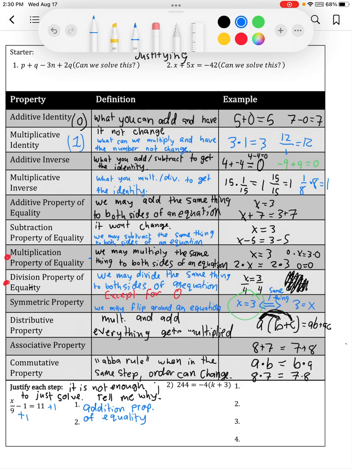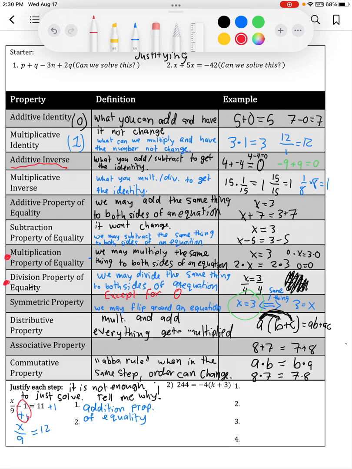We may add something to both sides of an equation. So let's go ahead and rewrite it. That's going to give us x over 9 is equal to 11 plus 1, which is 12. You'll notice, why did I pick 1 to add? Because this makes a 0, which is using the additive inverse.